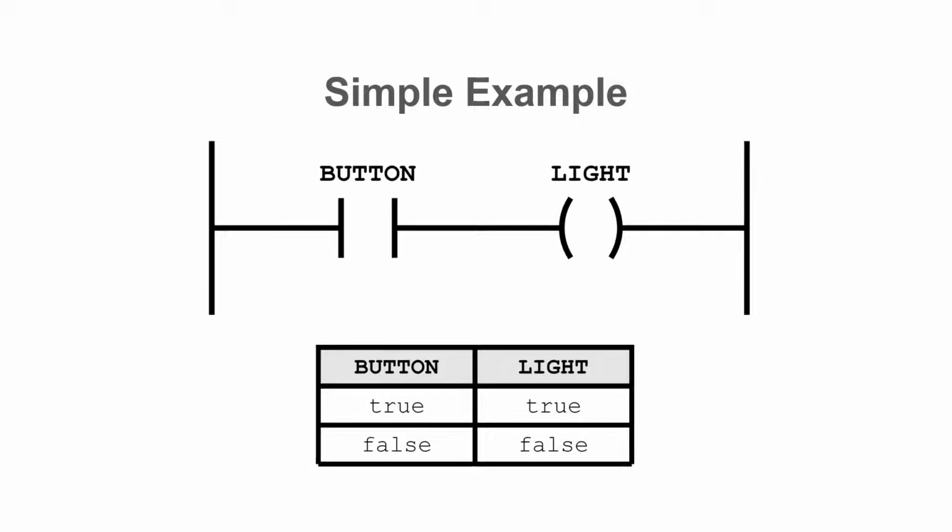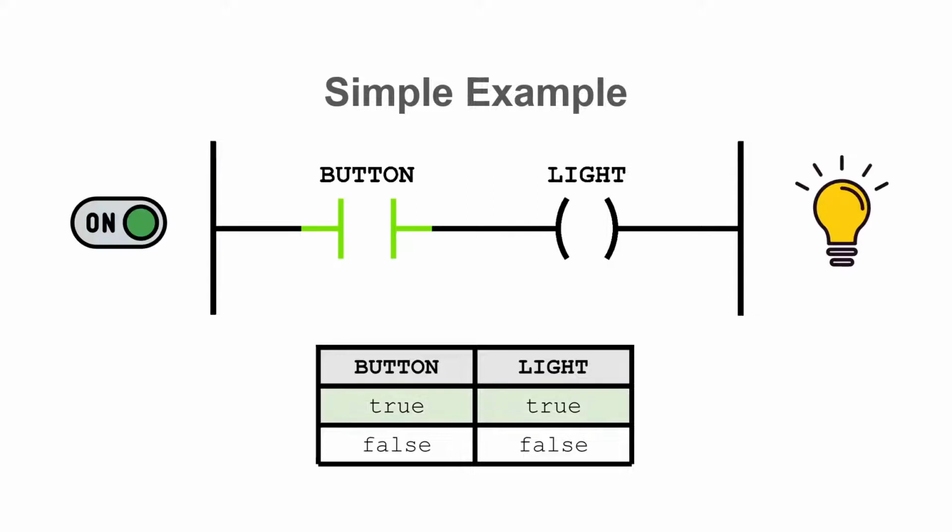In this example, we will use a button to turn on a light. The possible values for the light and for the button can be represented by the table below. If we use an open contact to represent our button as follows: when the button is activated, or true, the light will be on, or true. On the other hand, when the button is not activated, false, the light will go off, false.